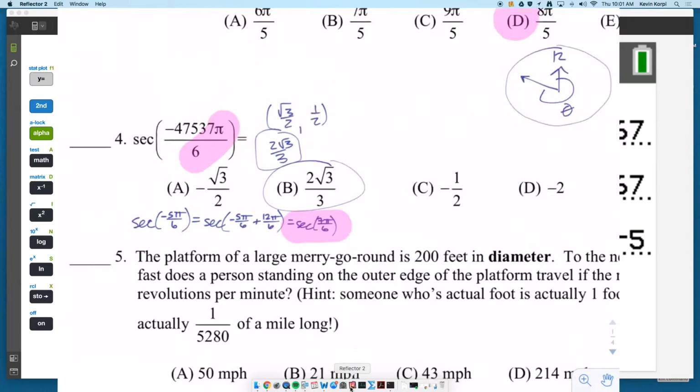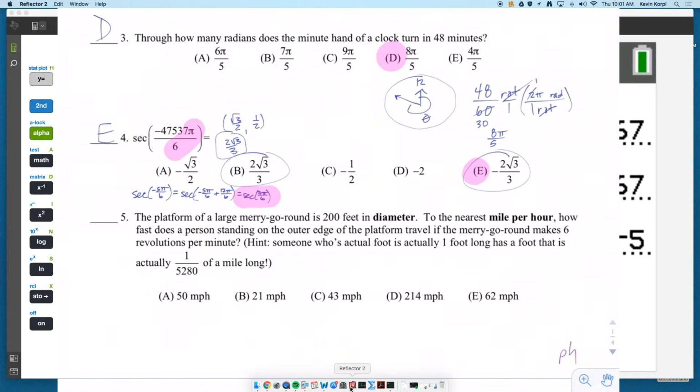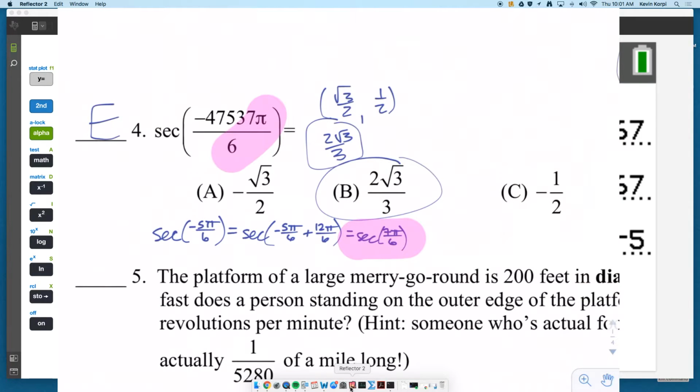So I don't care if you did it that way, or you actually just guessed E, or you typed in 1 over cosine of that angle, and then matched it up with the decimals by typing in all your answer choices. That's why you get tested in two formats, right? There's a possible way to arrive at the answer without doing it this way.